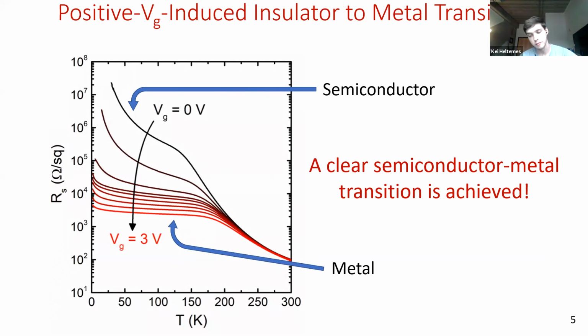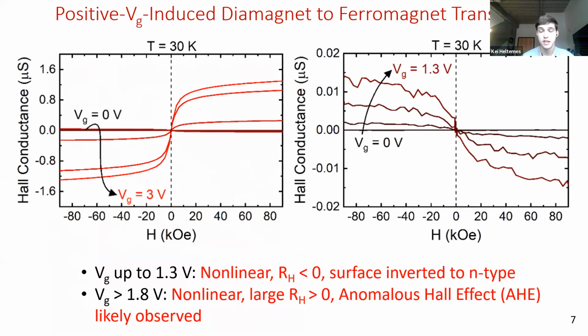So now another question we might want to pose is that we see this nice transition here, but are there any magnetic states accompanying this semiconductor to metal transition? To actually probe that question, we use the Hall effect as our main probe here. What we're going to do is measure the Hall conductance of our sample as a function of applied field. We're doing this at a temperature of 30 Kelvin over a range of applied gate voltages.